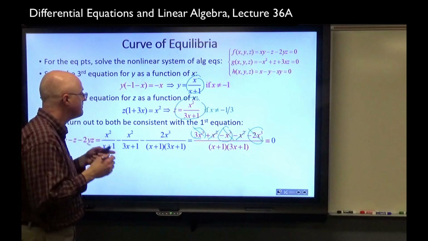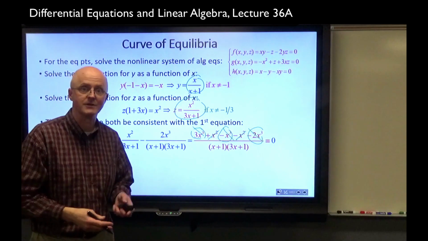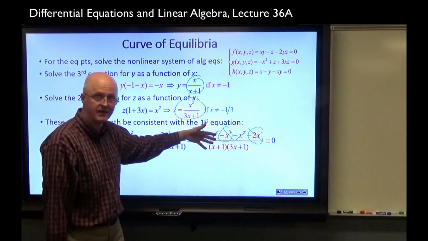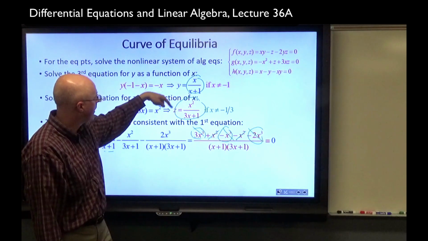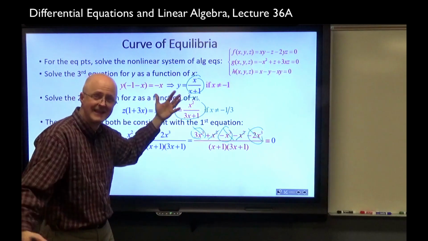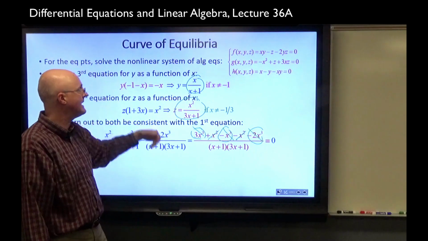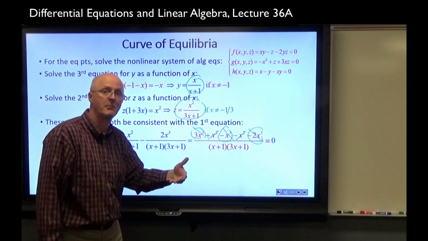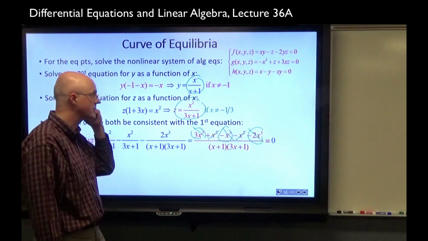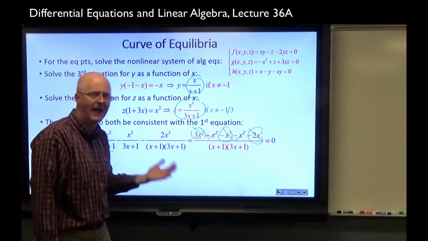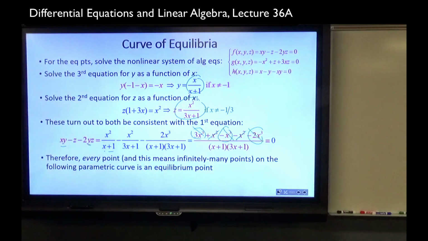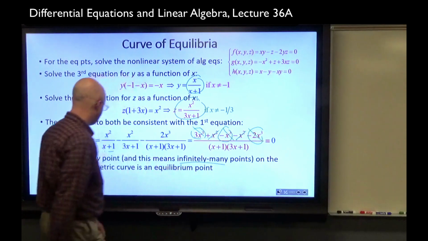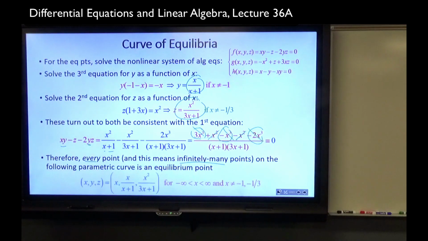So that is what means you really have infinitely many solutions. X can be anything except -1 or -1/3, and once y and z have been defined this way, in a sense x is a free variable, then you will get a point that solves the system, and therefore will be an equilibrium point of the system of differential equations. And it will have to be a curve. It's a parametric curve. Every point, which means infinitely many points, on the following parametric curve is an equilibrium point.